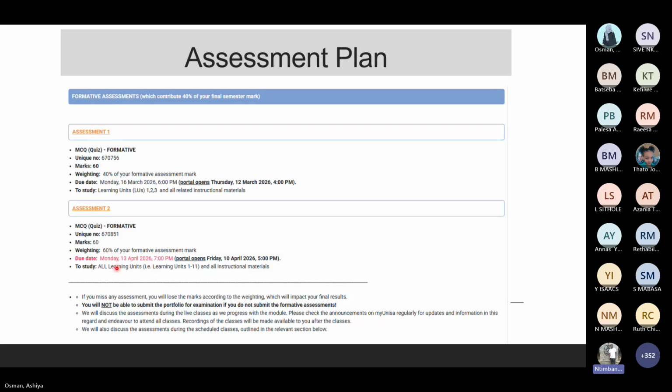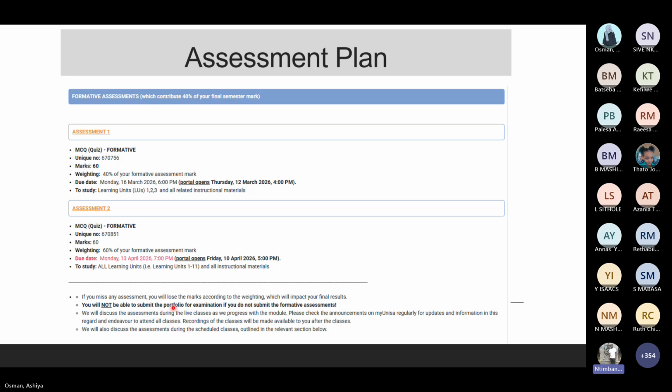As far as assessment 2 is concerned, it is an MCQ as well, and it is 60 marks. This one contributes 60% of your formative assessment, and it is due on Monday, 13 April 2026 at 7 p.m. The portal will open on Friday, 10 April 2026 at 5 p.m. You need to study all learning units, learning units 1 to 11.